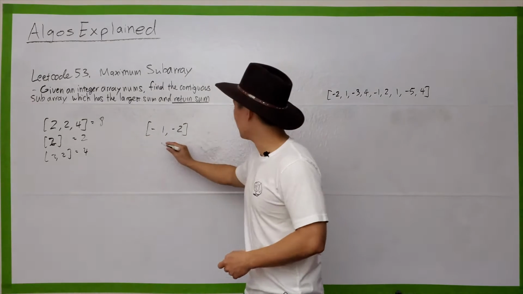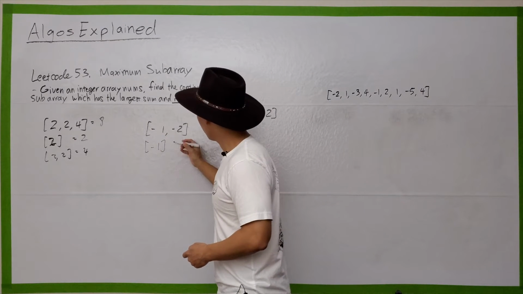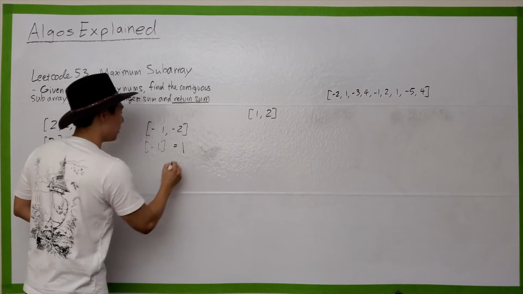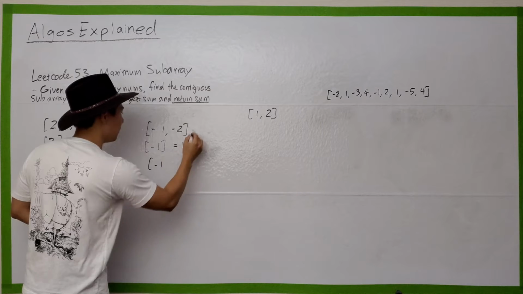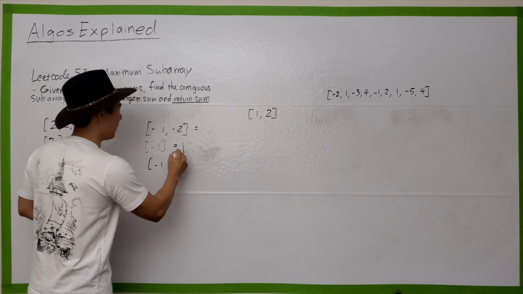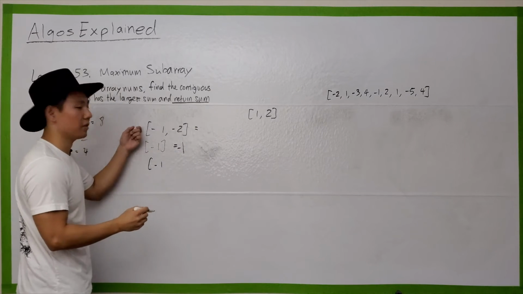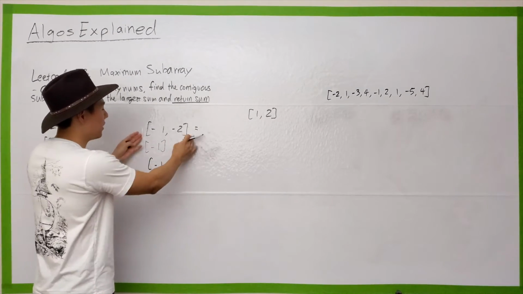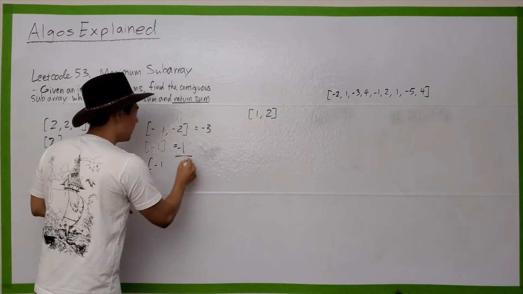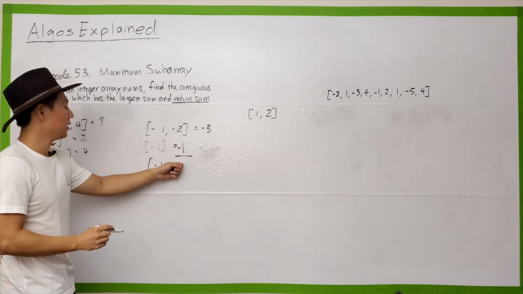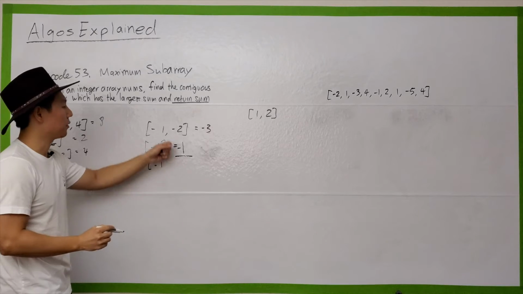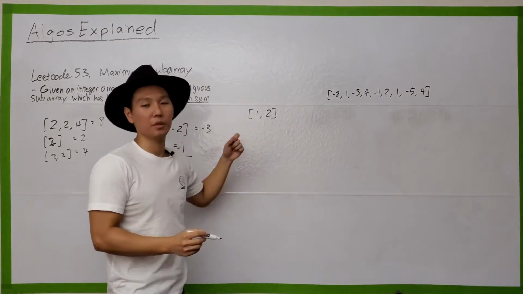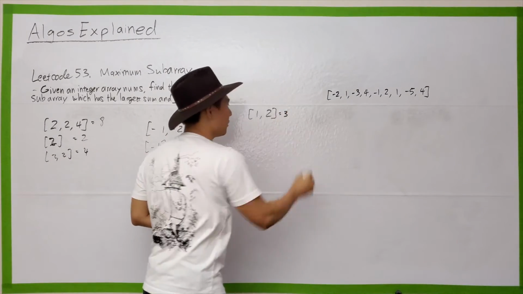In this case, if we took the subarray of 1, the sum would have been a 1. If we took this, that would have been a negative 1. If we took the sum of the whole array, which is also considered a subarray, that would have been negative 3. Negative 1 is greater than negative 3, so that would have been our answer for this sample case. For this one, of course, we already know it's going to be 3.